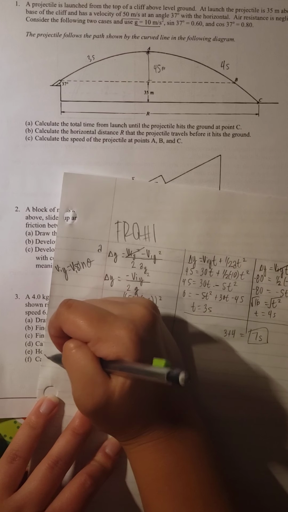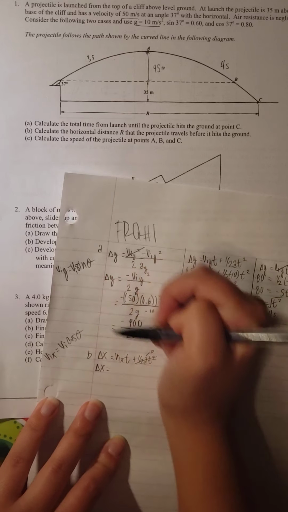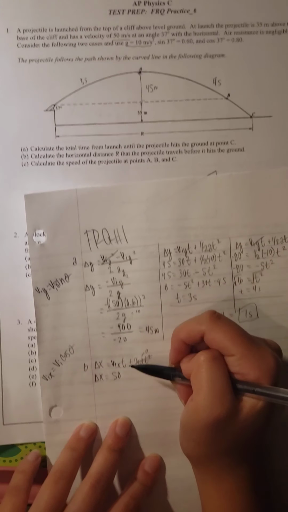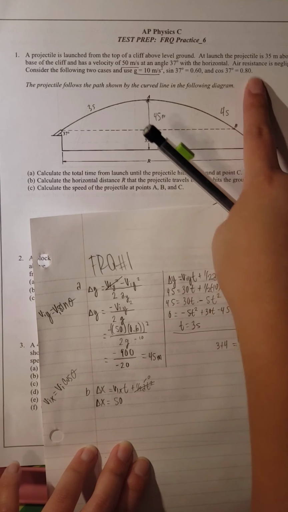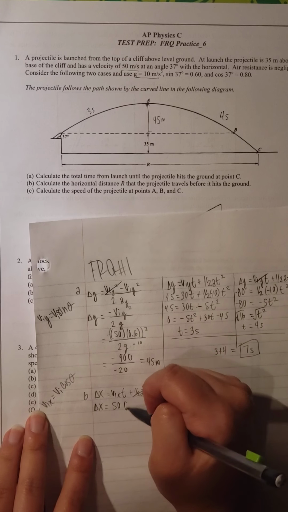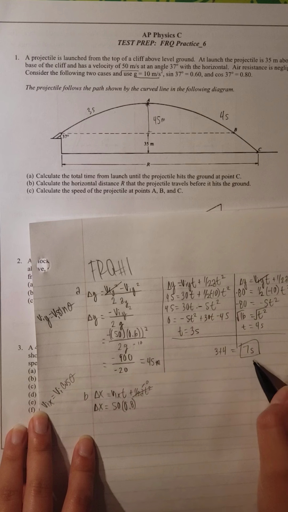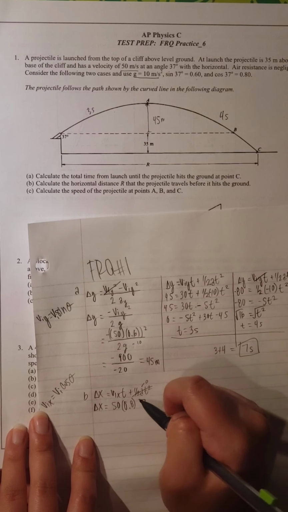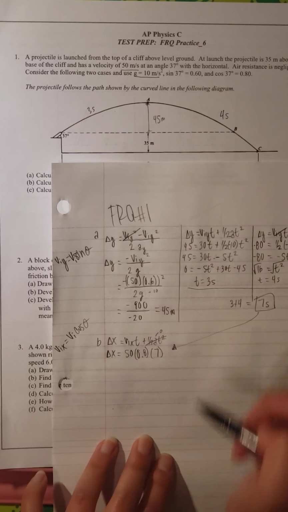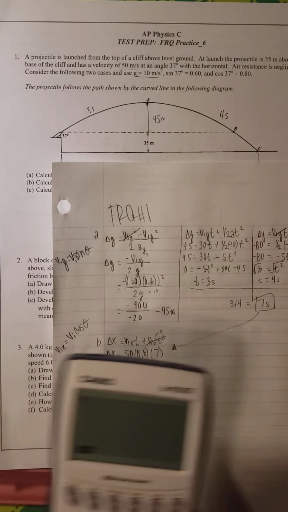And then, so Vix is equal to Vi cosine theta. So that's going to be 50 times cosine theta, which is 0.8. And then t, which we found to be 7. Alright, we'll just go ahead and plug this all in.